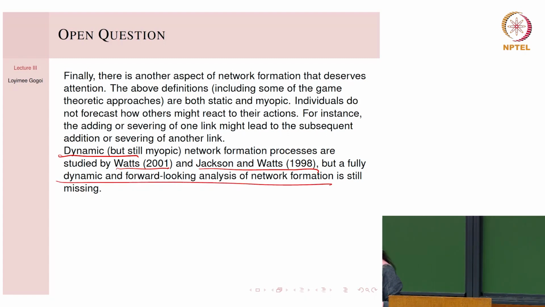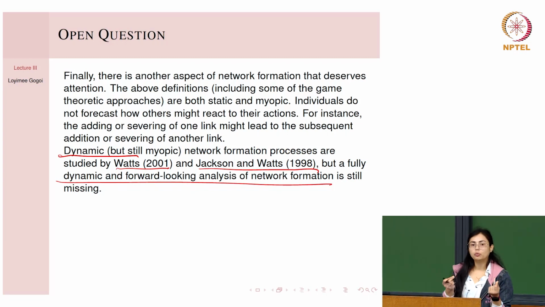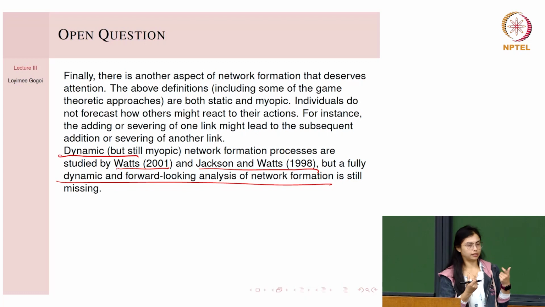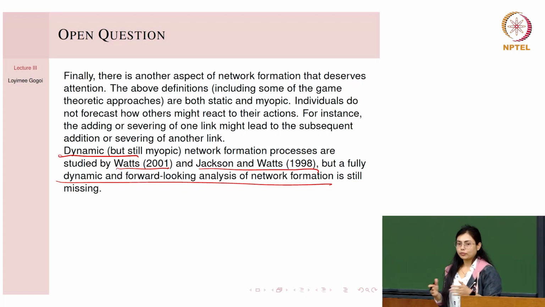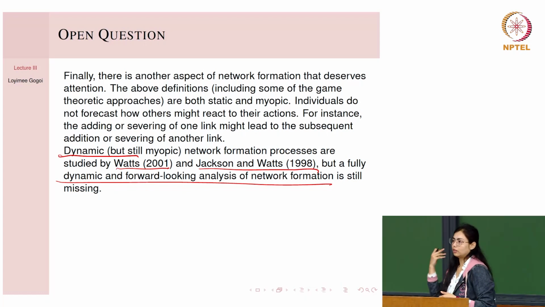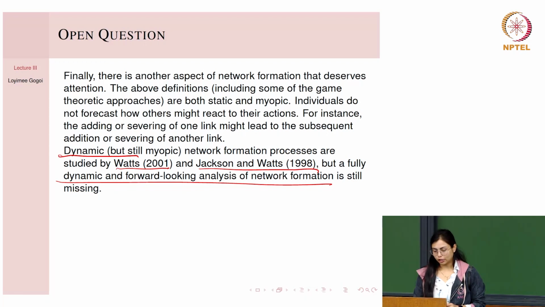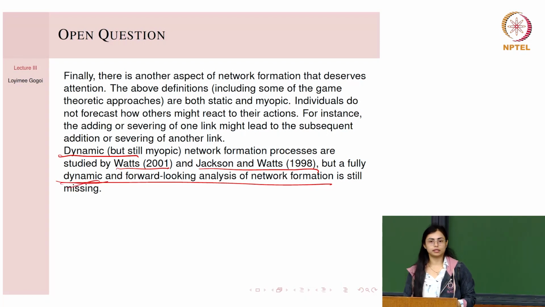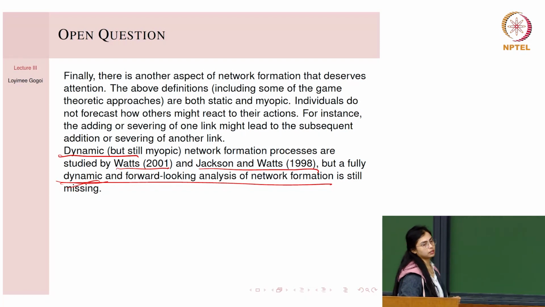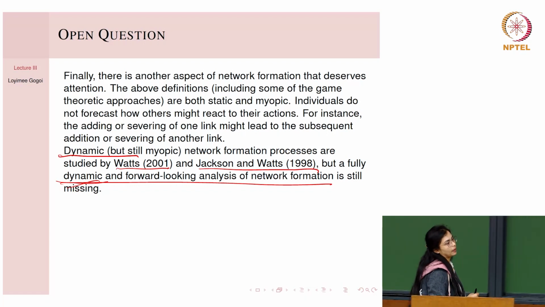When a network forms, it is a dynamic process, right? Suppose one link is formed, then another player will definitely be affected after that link forms. Similarly, when another link forms, the rest of the players will definitely be affected. So this should be a dynamic process, and this kind of dynamic approach is still missing. This is one open question: how can we talk about the dynamic process of forming a sequence of links?